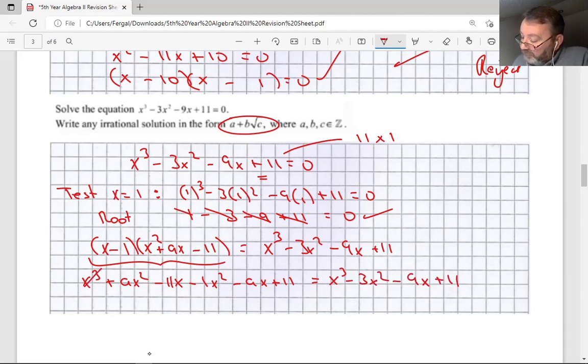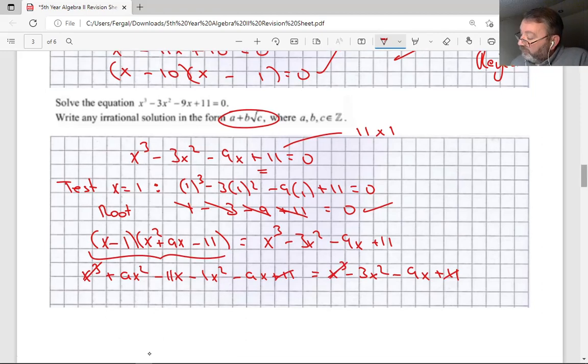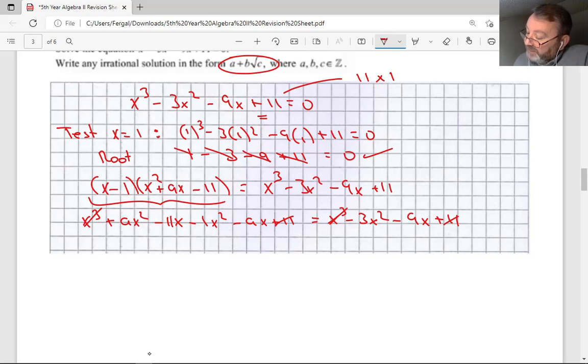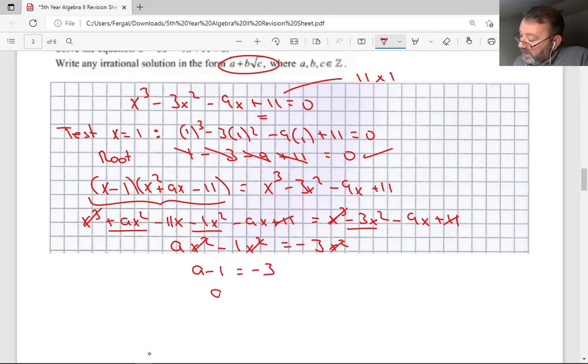And again, first terms tell me nothing, last term tells me nothing, so the solutions are going to come from the remaining terms. So let's take the x squareds. Ax squared minus 1x squared is minus 3x squared. So ax squared minus 1x squared equals minus 3x squared. Cancel the x squareds because they're common to everything. A minus 1 equals minus 3. A must be minus 2.